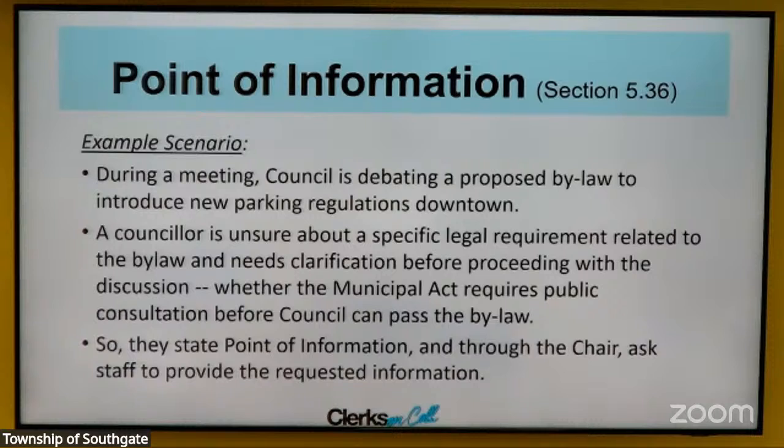A councillor is unsure about a specific legal requirement related to the bylaw and needs clarification before proceeding with the discussion. In this example, the councillor wants to ask staff whether the municipal act requires public consultation before a council can pass the bylaw. So they state point of information, and through the chair, they ask staff to provide the requested information.